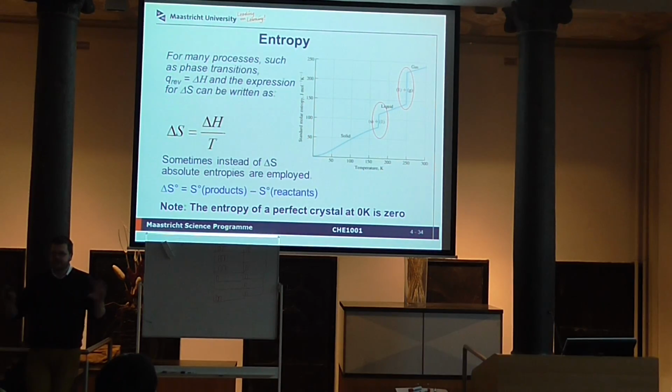0. There's no disorder. It's perfectly ordered. There's no motion. There's no chaos. If I start heating things up from 0 Kelvin, what happens to the entropy? It increases. And it increases and it increases until I reach this point here.